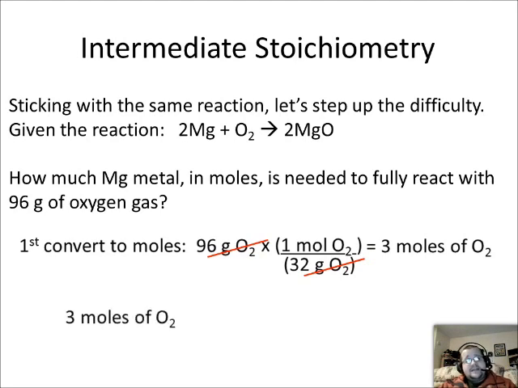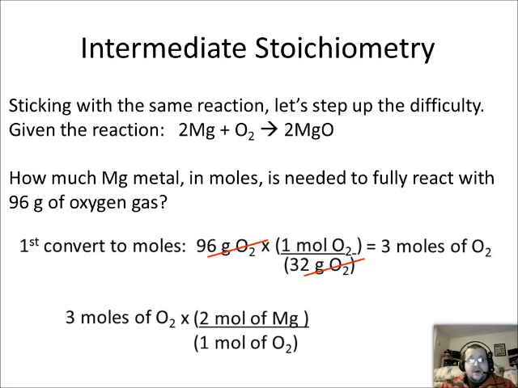3 moles of oxygen gas that we begin with. We look to the ratios that we get from the coefficients in the balanced reaction of 1 mole of O2 for every 2 moles of magnesium, and we set it up such that moles of oxygen gas cancel, leaving us with moles of magnesium for our final answer. 3 times 2 yields 6 moles of magnesium, which is the amount of magnesium metal required in moles to fully react with that 96 grams of oxygen gas that we started out with.